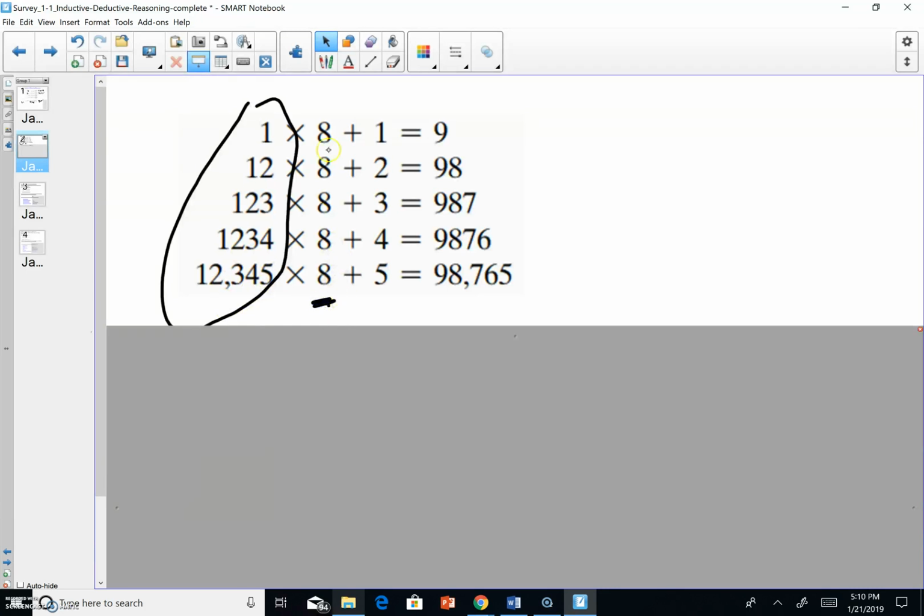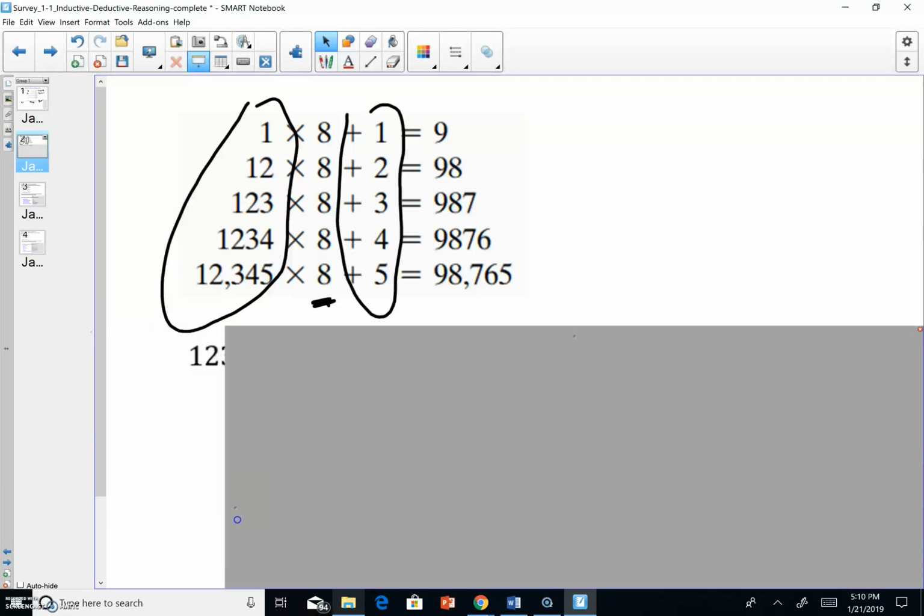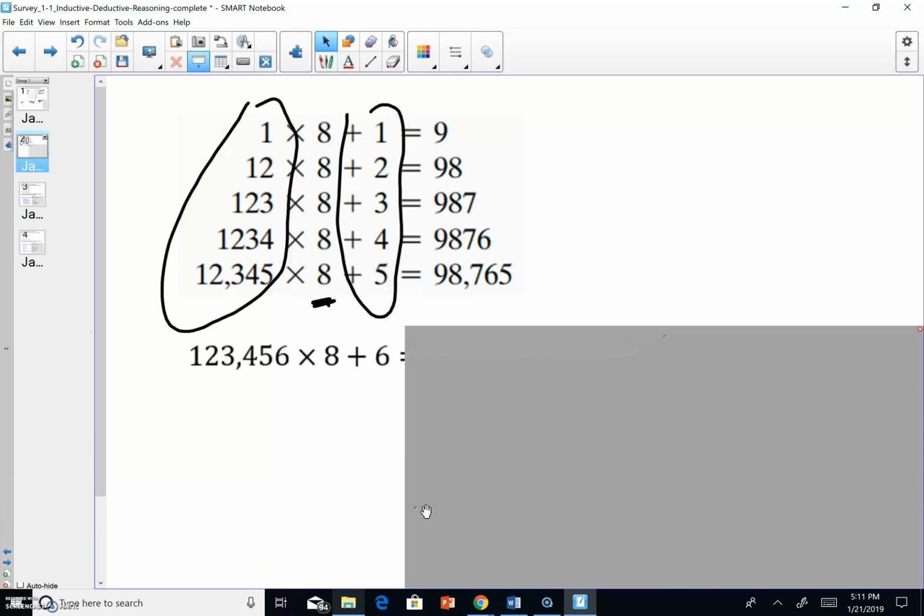Notice the times part, the times 8, stays the same every single line. But then there is also a change right here. What's the pattern? What's going on from one line to the next? Can you predict the left-hand side of the next line? Okay, so what we're doing, we're taking that first number, we're just adding the next consecutive digit. So we're going to have 123,456, which is still going to be, like all the others, times 8. But this time, what are we going to add? The next consecutive number would be 6.